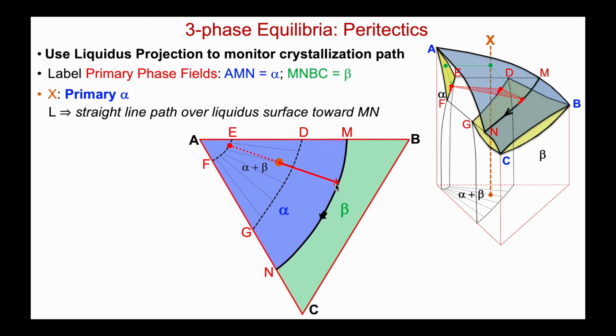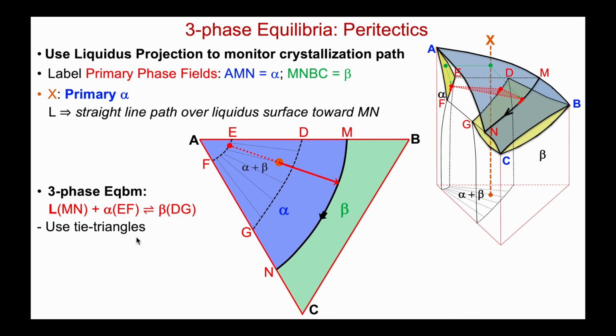Then when the liquid reaches Mn, I have a three-phase equilibrium. So we're going to use tie triangles. Let's add our first tie triangle. This is the liquid composition. This was alpha. And now I'm crystallizing a new phase, beta, somewhere along DG. I'm going to put it right here. We can see our overall composition lies on this side of the triangle. So right now, we don't have any beta.